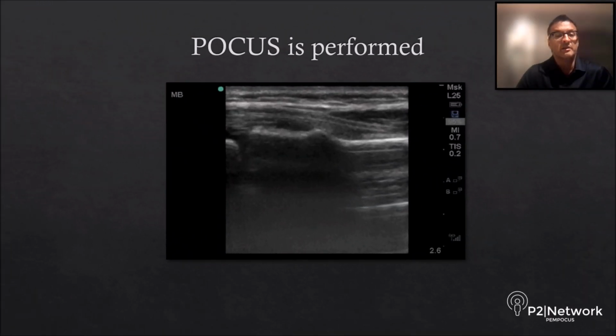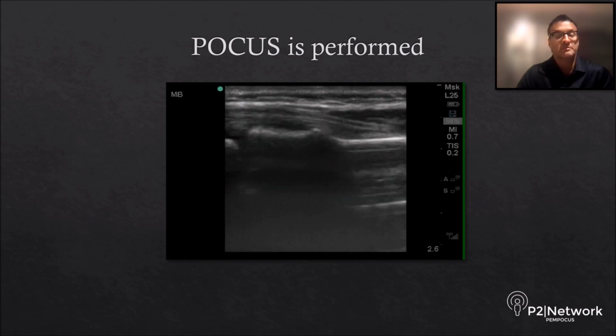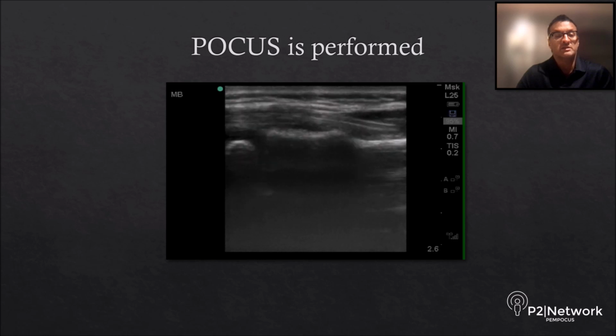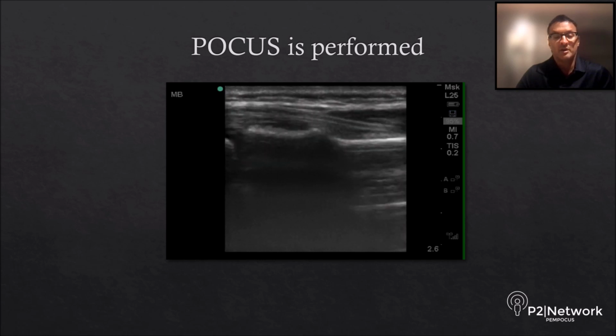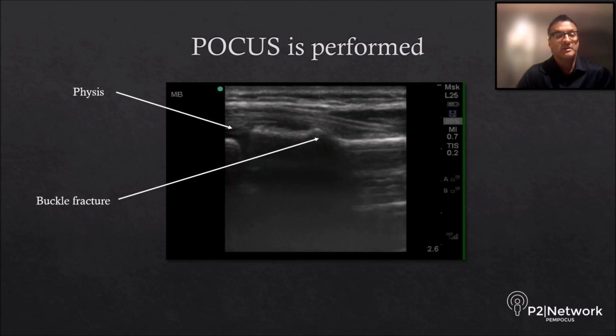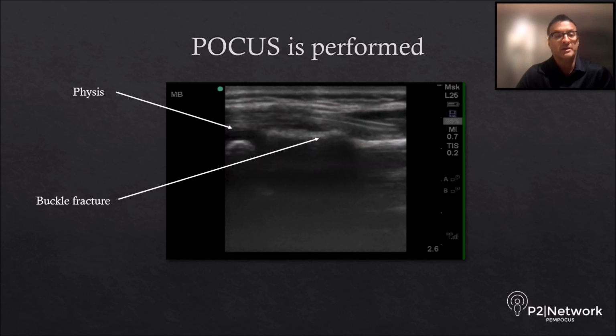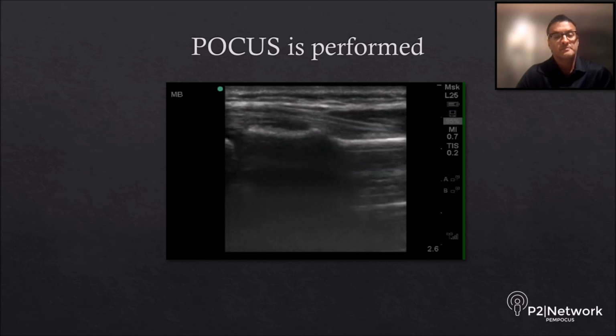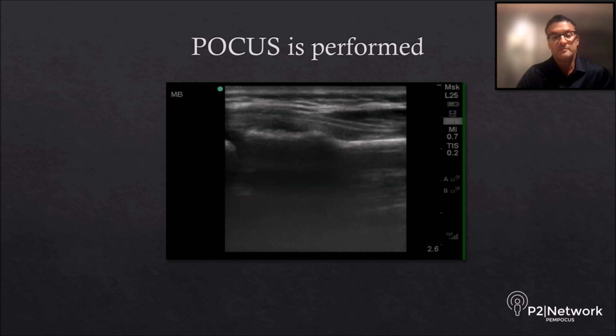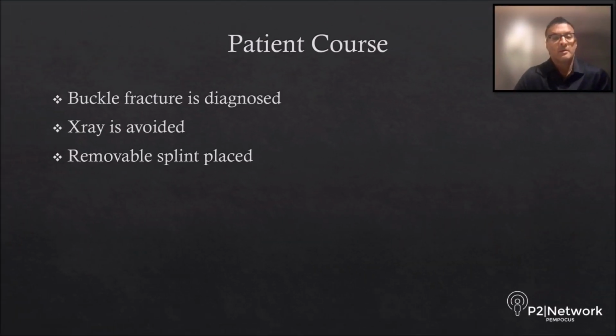And what we can see here is that we've performed a POCUS evaluation, and we can see here just coming into view this. It's actually a buckle fracture of the dorsal aspect of the distal radius. Right here, you'll see the physis coming into view, and there's the buckle fracture right there. I'm going to play that clip for you again. So the buckle fracture was diagnosed, the x-ray was avoided, and a removable splint was placed.